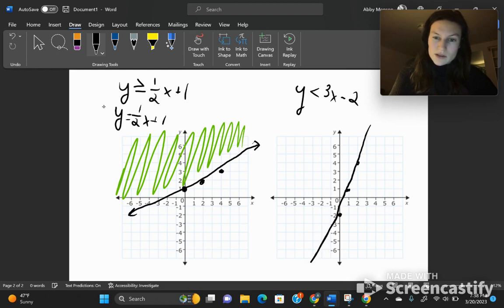And here I go trying to draw a straight line. Oh, but I messed something up. You know what I messed up? It should not be a solid line. It needs to be dashed. So we're just going to dash the line.